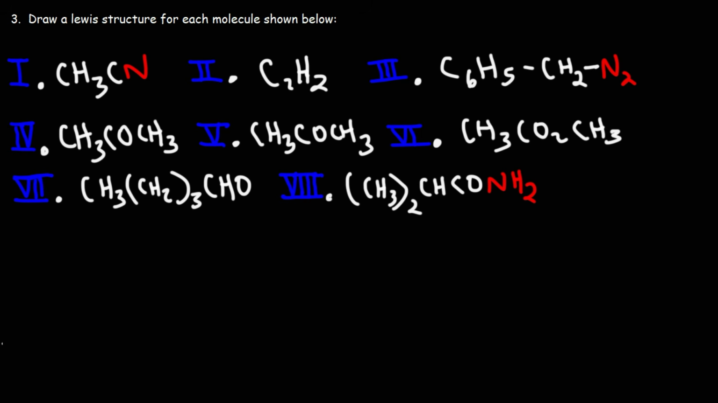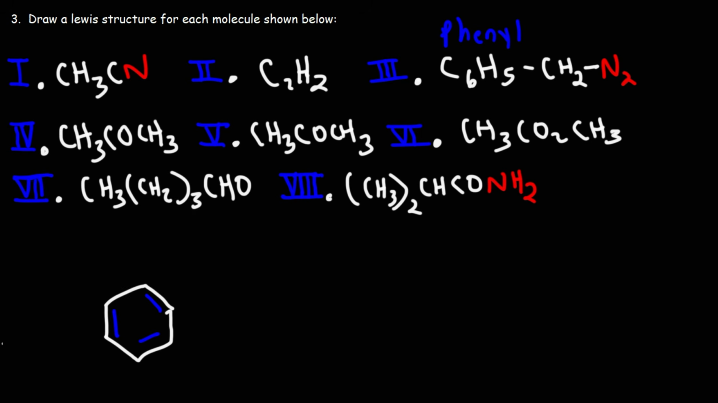Now what about for compound number 3? How can we draw the Lewis structure for C6H5CH2N2? Whenever you see C6H5, you're dealing with a phenyl ring or a benzene ring. So benzene has 6 carbon atoms and it has 6 hydrogen atoms.